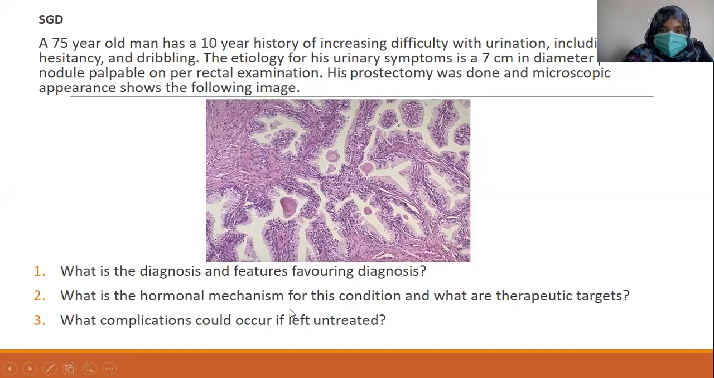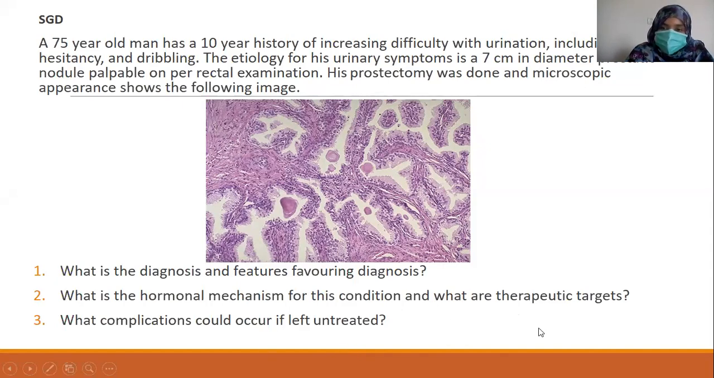What is the hormonal mechanism for this condition, and what are the therapies? As you all know, androgens are activated inside the prostate gland. Testosterone is activated inside the prostate by the action of the 5-alpha reductase enzyme. This enzyme is present inside the prostate, so testosterone is always converted into its activated form there. So the prostate always has high levels of dihydrotestosterone, or DHT. That is the hormonal mechanism for this condition.